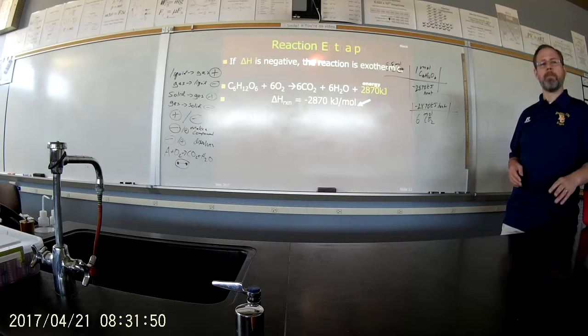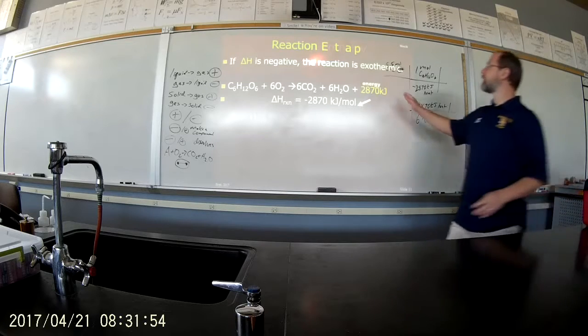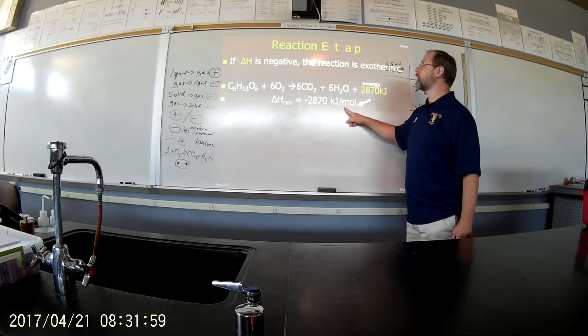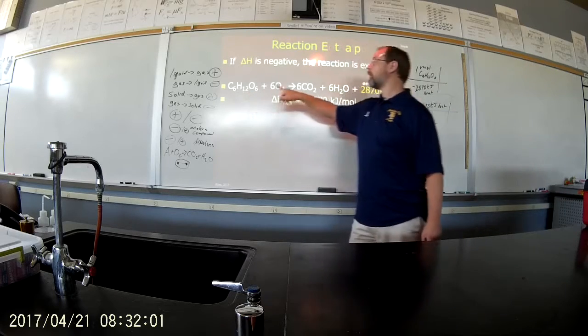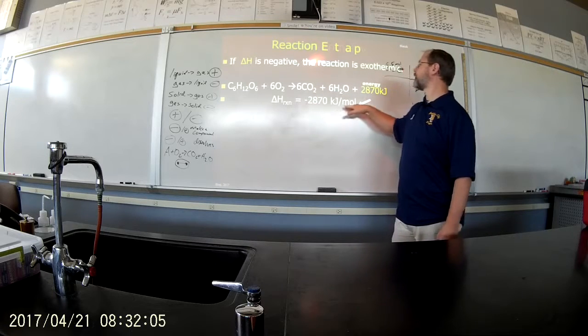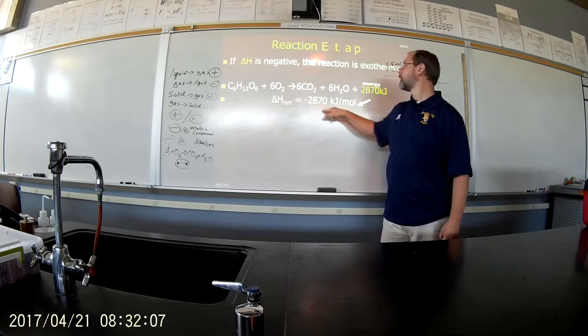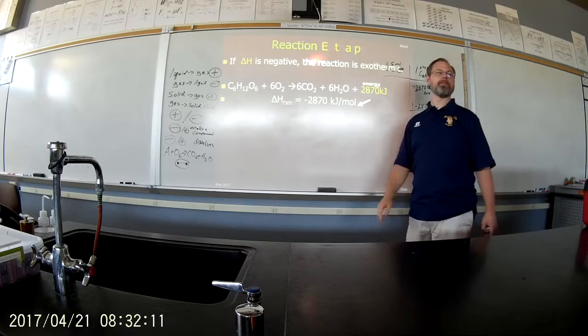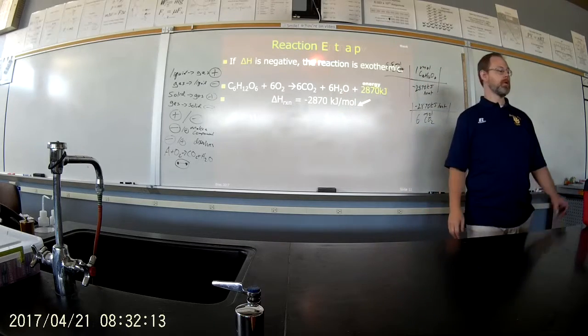Yeah. So you can go mole to kilojoule? Yep. Because if the reaction is written this way, it's kilojoules per mole. In this case, it's kilojoules per mole of glucose. But you can also make it kilojoules per 6 moles of oxygen. Kilojoules per 6 moles of carbon dioxide. Kilojoules per 6 moles of water. Good question. Other questions?